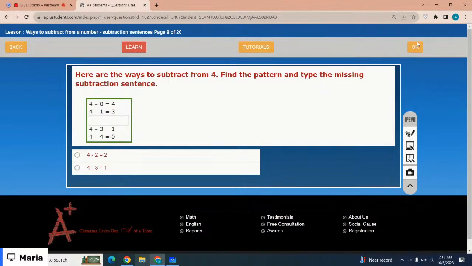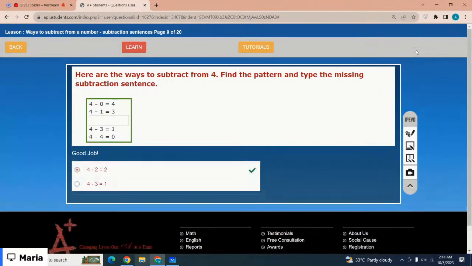Okay, here are the ways to subtract from 4. Find the pattern and type the missing subtraction sentence. So, which sentence is missing? The correct option is, yes, 4 take away 2 equals 2. Option number 1 is the correct option.